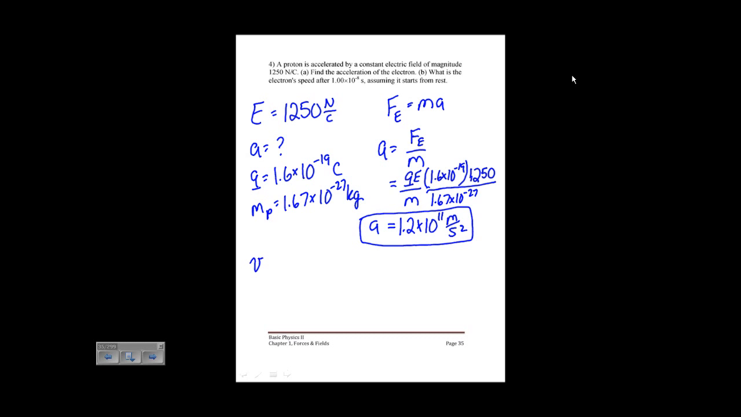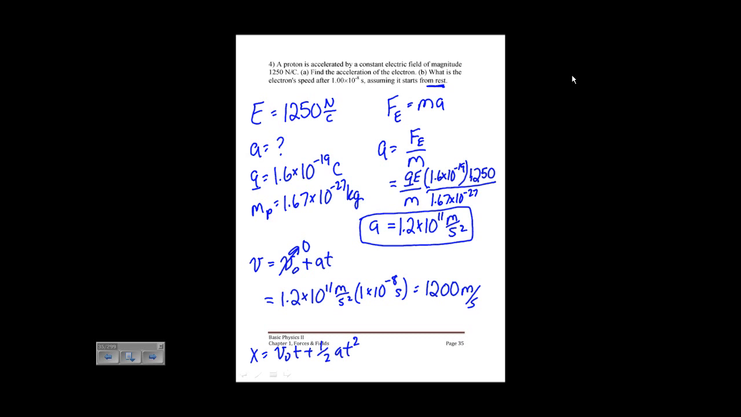Now I also want to know what is V after a certain amount of time, and I know that V equals V naught plus AT. Because it's initially at rest, I can say V naught equals 0, so this is just simply plugging in 1.2 times 10 to the 11 times my time, which is 1 times 10 to the minus 8 seconds, gives me 1200 meters per second. Alright, don't forget your other kinematics equation. You might see it as well in old test questions, or new test questions, where you have to find the distance that it travels in a certain amount of time.